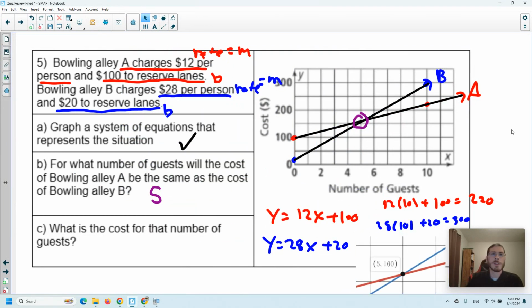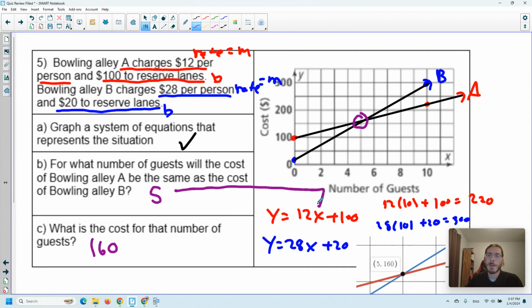But we get 5, 160, so we know the answer here is 160. And that also double checks the 5 too. If we wanted to be really bold, we could say, well, I know the answer is 5, so I'm just going to take the 5, and I'm going to plug the 5 in for x. So we could be really bold and say y equals 12 times 5 plus 100, y equals 60 plus 100, and y equals 160.